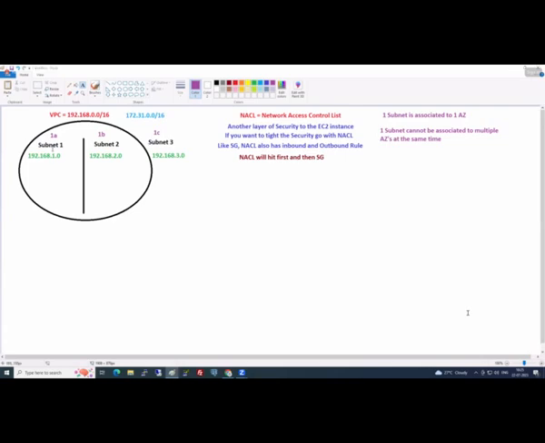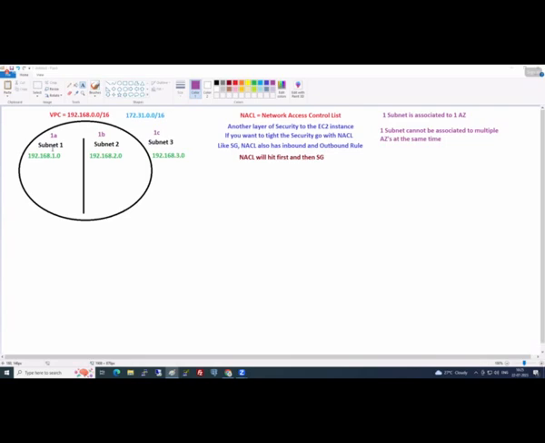See here. Subnet 1 is in which availability zone? Subnet 2, subnet 3. If I go with subnet 4, in Mumbai, how many availability zones are there?